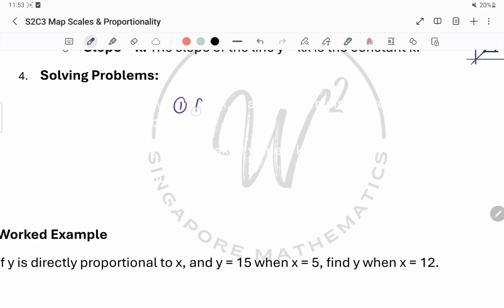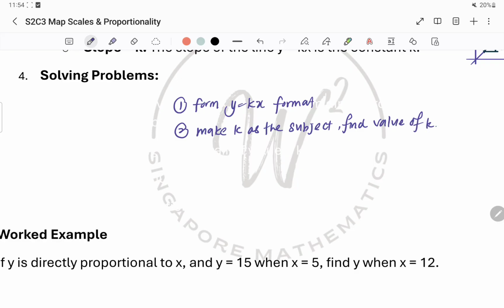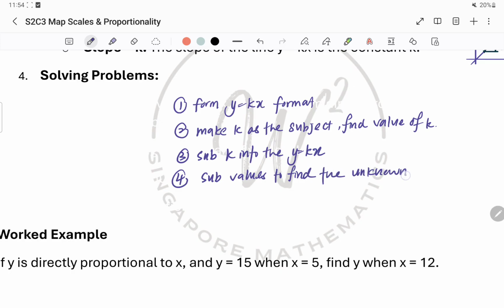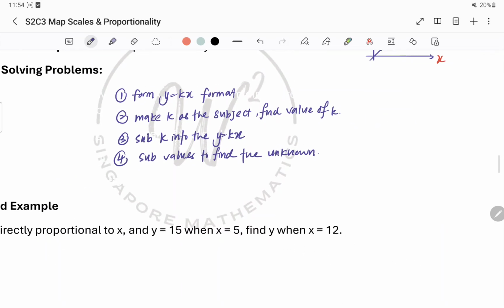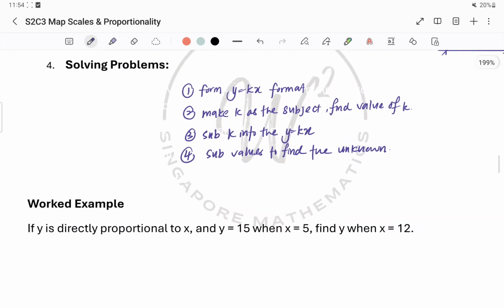First thing is, you need to form y equals to kx. You need to put it in this format. Second, you need to make k as a subject and find the value of k. This is your ratio. Then you substitute k into y equals to kx, then you sub values to find the unknown. Okay, so these are the 4 steps that you need to remember. If you need time, you can pause the video and write down these notes first.